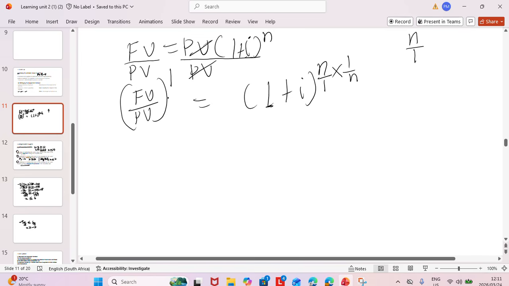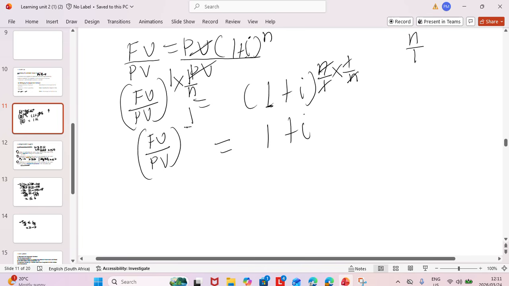So now this is what you need to do. You just multiply both sides by 1 over n. So that on the right hand side, guys, n can cancel n, 1 can cancel 1. You will have on the right hand side 1 plus I. On the left hand side, you still have future value over present value, all to the power of 1 times 1 over n, which is still 1 over n. Are we clear?